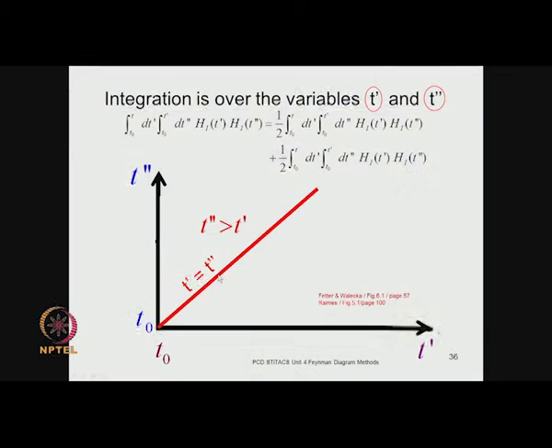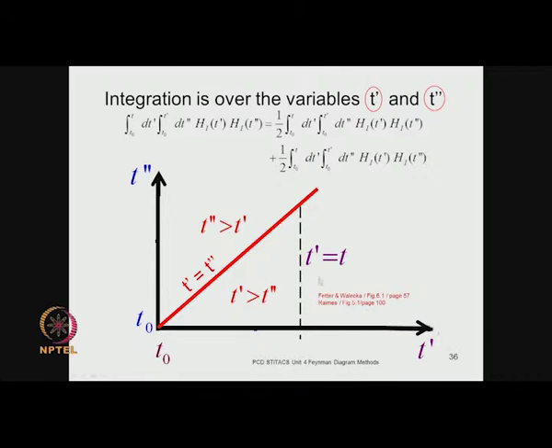If you look at a diagonal in this, along this diagonal the variable t prime is equal to t double prime. Above the diagonal t double prime is greater than t prime, and below the diagonal t prime is greater than t double prime. It is the other way around, right. You can also look at some special points like a particular value of t when t prime is equal to t is given by what happens on this vertical line, right.